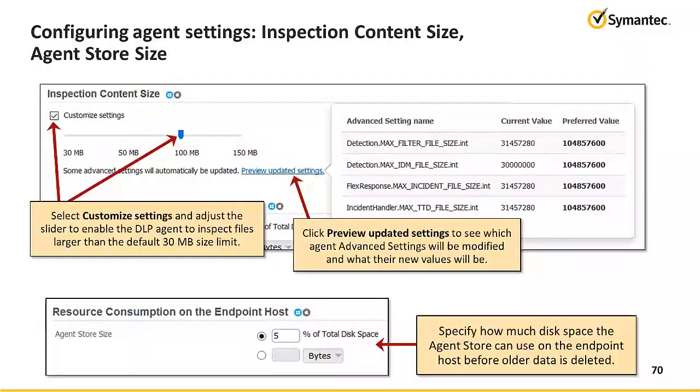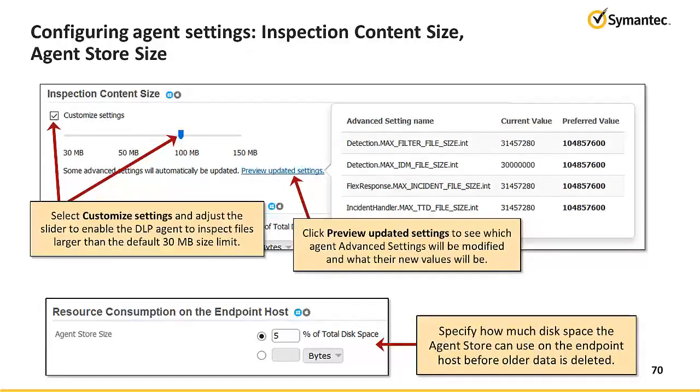The inspection content size feature for detection servers that we discussed earlier in the module is also available for DLP agents on the Agent Configuration Settings tab. This setting enables you to quickly and easily increase an agent's inspection content size limit, which allows the agent to inspect files larger than the default 30 megabyte size limit. Although the ability to increase this limit was available in previous versions of Symantec DLP, it required the DLP administrator to manually adjust an assortment of advanced settings for the DLP agent.